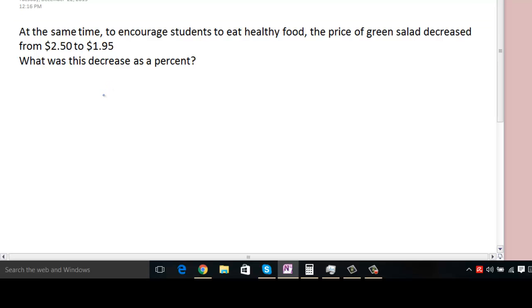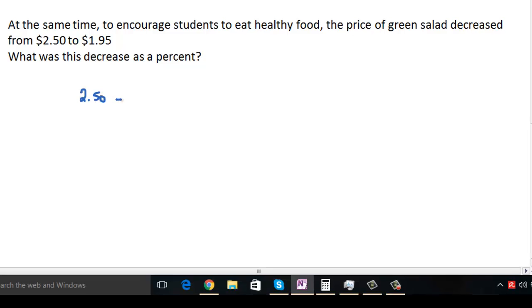Again, we will think this way. I had something at $2.50. It decreased by something to get $1.95. So the difference in price is 5 cents here to reach 2, and after that I have 50, that means 55 cents. Or I write it as 0.55.